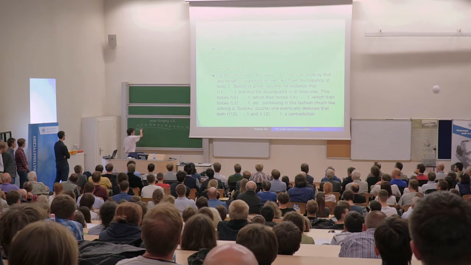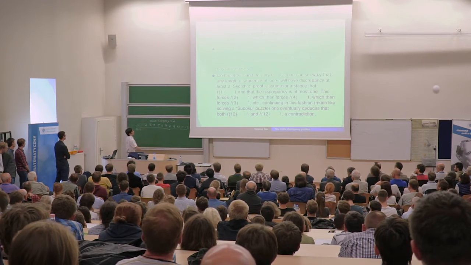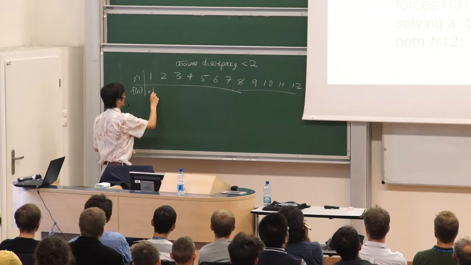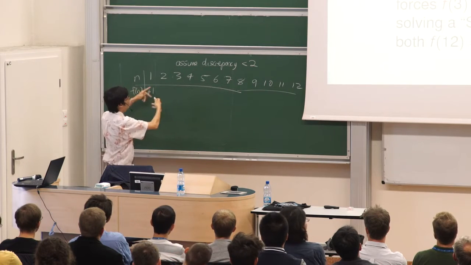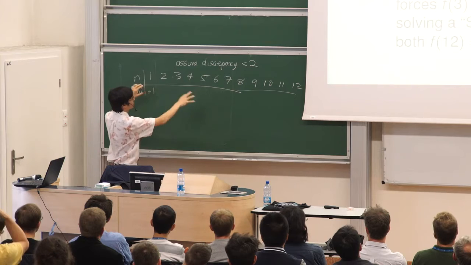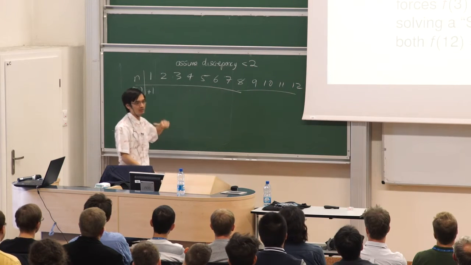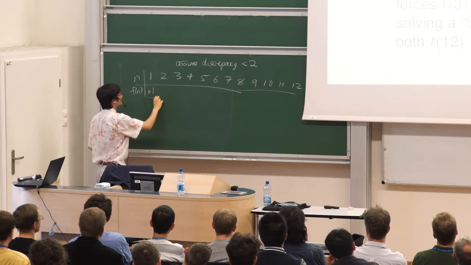So the first term is either plus 1 or minus 1. Now it turns out that it doesn't really matter which one it is. Without loss of generality, it's going to be plus 1. If it's minus 1, I can flip all the signs. I can replace all the signs by their opposite, and it has the same discrepancy.